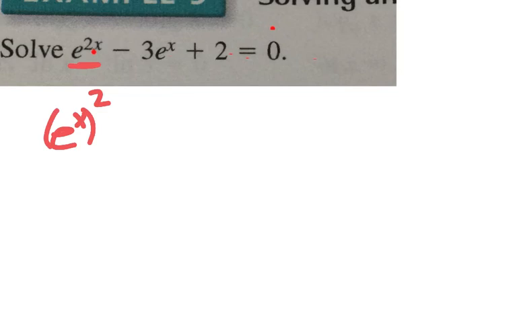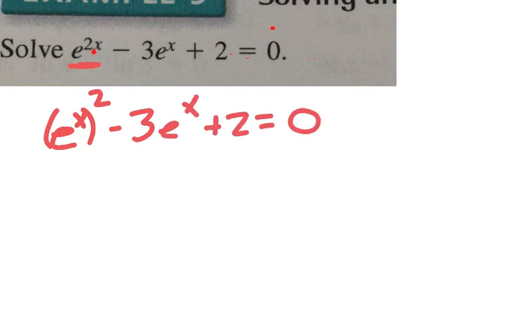Because now, think about it. This is a power to a power. I would multiply. That would give me e to the 2x. So that's my one change I need to make to my original equation. And now, do you see it? This is kind of like x squared plus x plus a constant. It really looks like a quadratic.